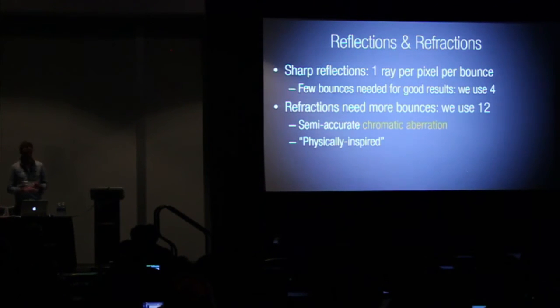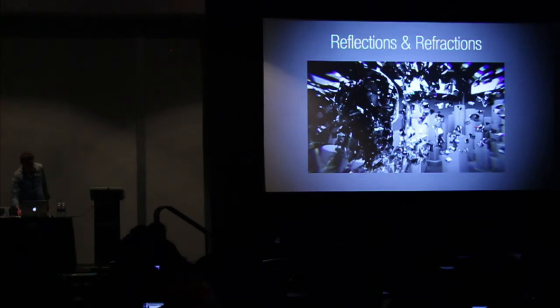Refractions need more bounces. We use 12, but the rays tend to diverge less, so those bounces are cheaper. We also have a semi-accurate chromatic aberration. At GDC people like to call this physically inspired, which means that they looked at a picture of what it was supposed to look like, and then they faked it. I'm quite honest about that. We are physically inspired in that it really does trace 3 things through the objects, but there's still quite a lot of faking involved. But you get good results.